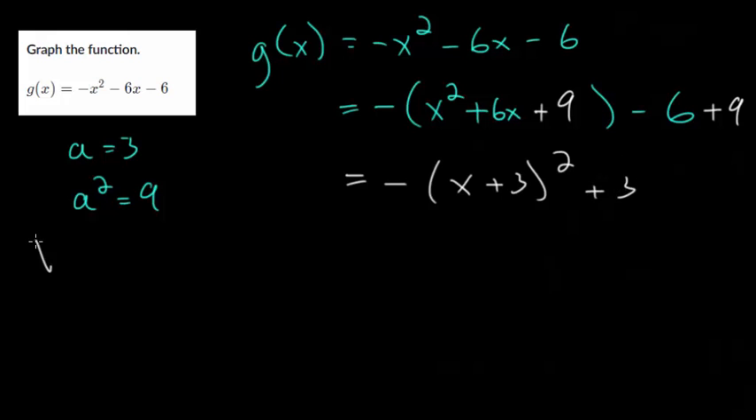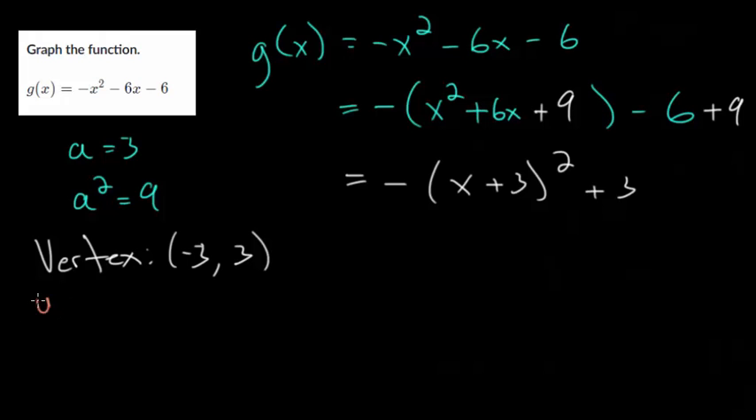So I now know the vertex. That's going to be the x value that makes this expression 0. So that'd be minus 3. And when you put minus 3 in here, this all goes away, and your y value is just 3. So we have the vertex. And let's do the intercepts again, just because that's the most precise method here.